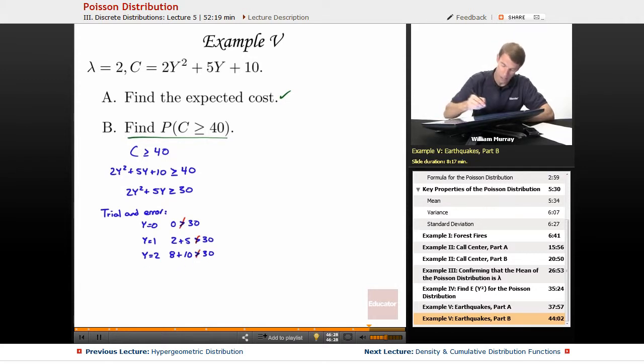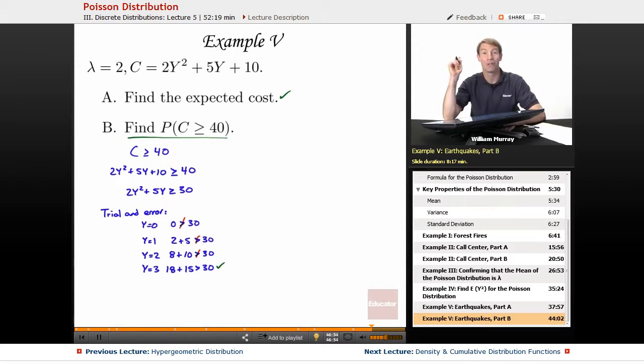So let's try y is equal to 3. 2y squared is 2 times 9 is 18, plus 5 times y is 15. 18 plus 15, is that greater than 30? Yes, that is greater than 30, because that's 33. So y is equal to 3 or higher. Essentially, if we have 3 or more earthquakes next decade, then our cost goes above $40 million. So we want to find the probability of having 3 or more earthquakes next decade.